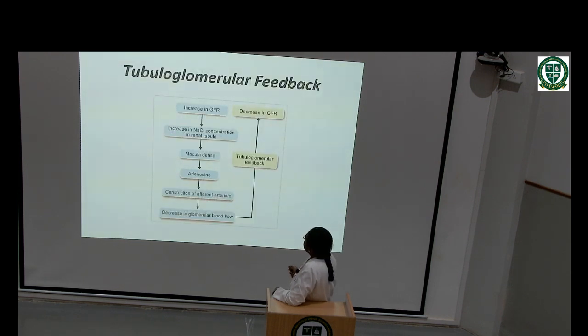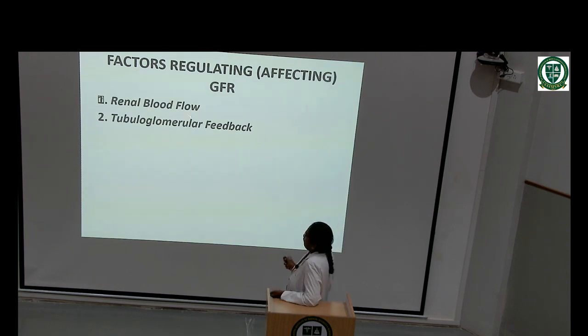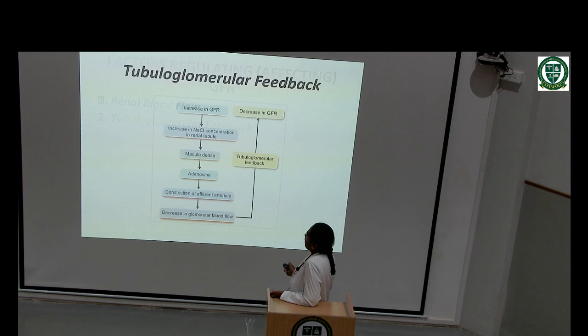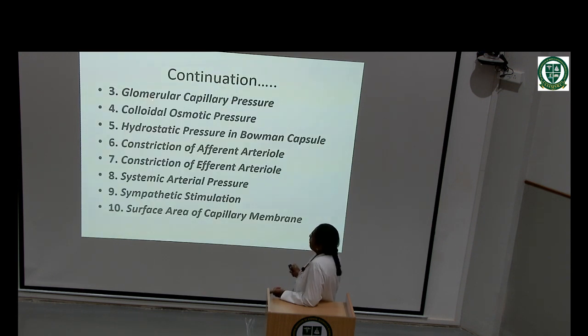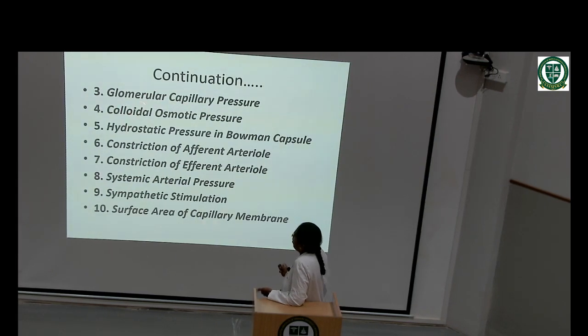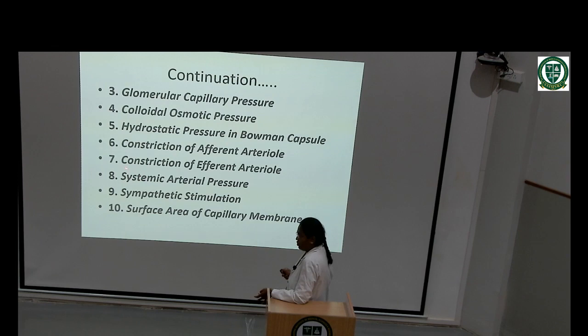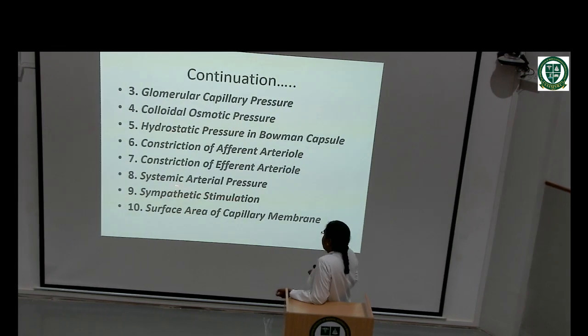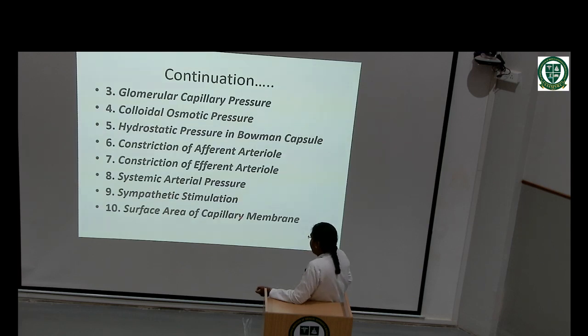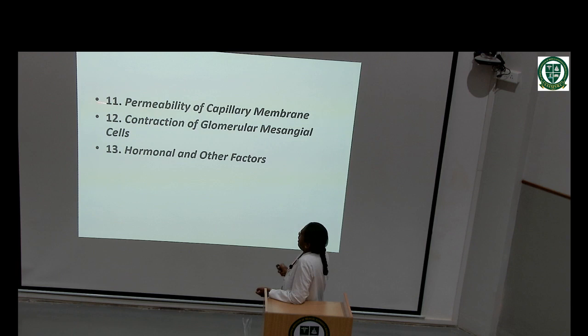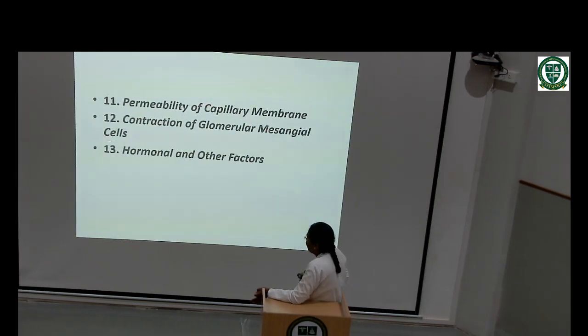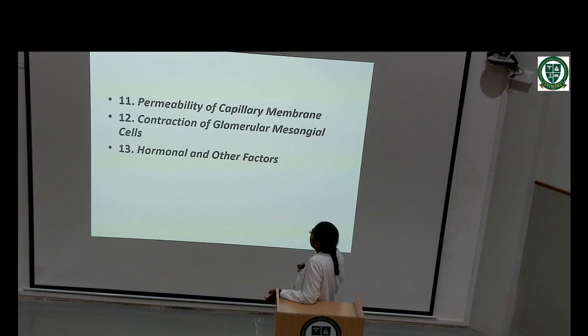I repeat the factors regulating GFR. One is renal blood flow, second is tubuloglomerular feedback mechanism, third glomerular capillary pressure, fourth colloidal osmotic pressure, fifth hydrostatic pressure in Bowman's capsule, sixth is constriction of afferent arteriole, seventh is constriction of efferent arteriole, eighth is systemic arterial pressure, ninth is sympathetic stimulation, 10th is surface area of capillary membrane, 11th is permeability of capillary membrane, 12th contraction of glomerular mesangial cells, 13th is hormonal or other factors.